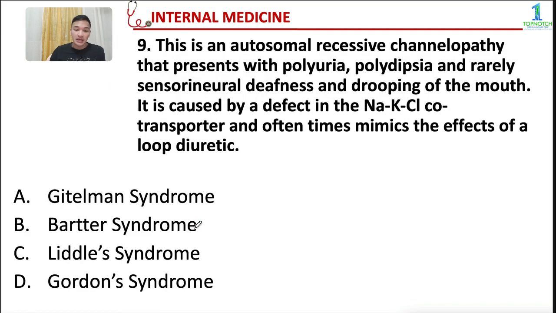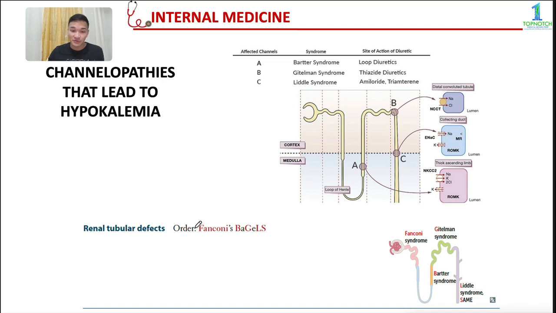Number 9, okay, presents with polyuria, polydipsia, and sensorineural. It is caused by a defect in the sodium potassium chloride cotransporter and often mimics the effects of a loop diuretic. The correct answer is Bartter syndrome. So it could be confusing again.